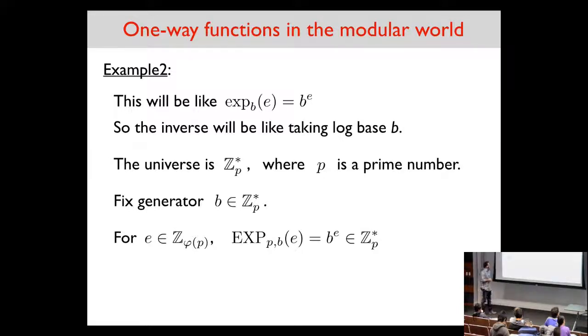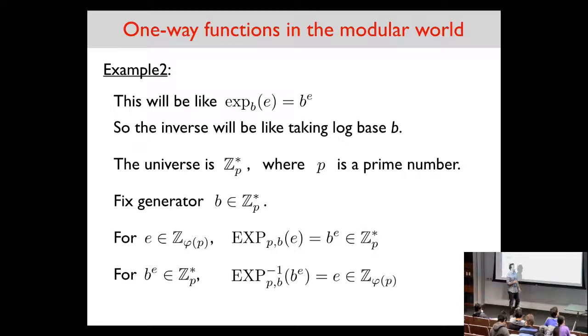And then I'm going to use this notation exp for this function. So for this fixed generator b, given as input some exponent e, you take b to the e. And the inverse would be, given b to the e, and p and b as well, what is the corresponding exponent? And again, the exponent lives in the world z phi of p, right?